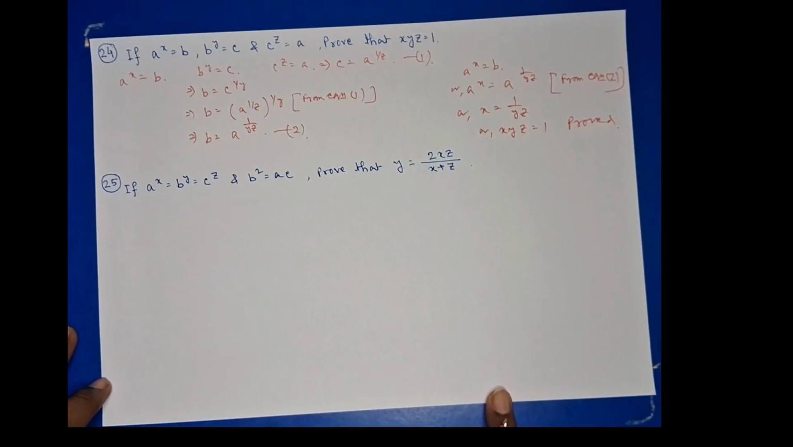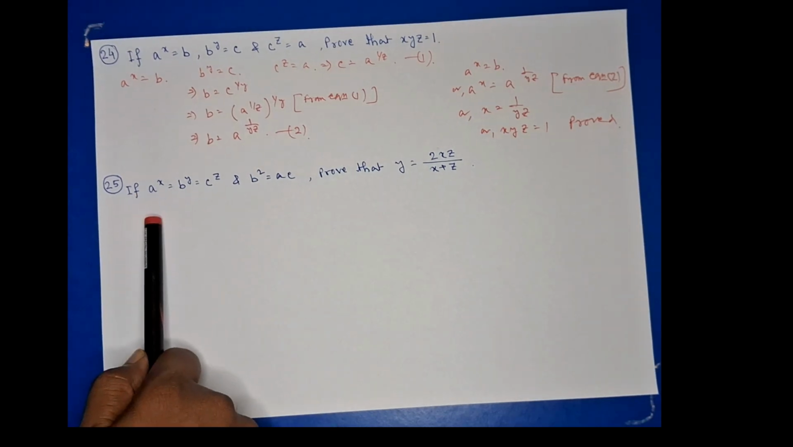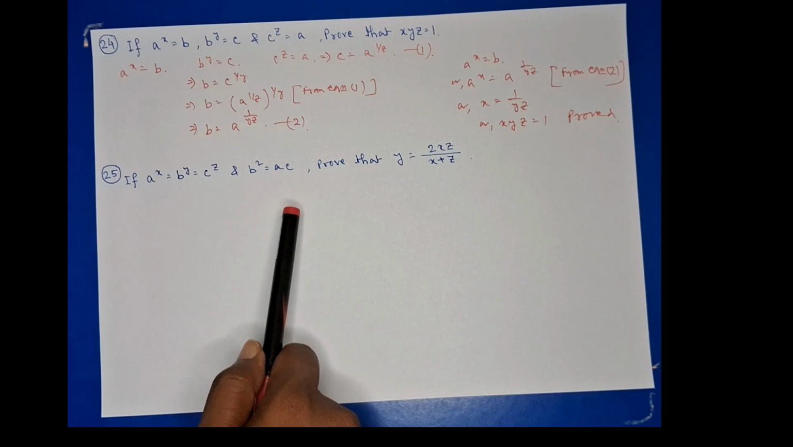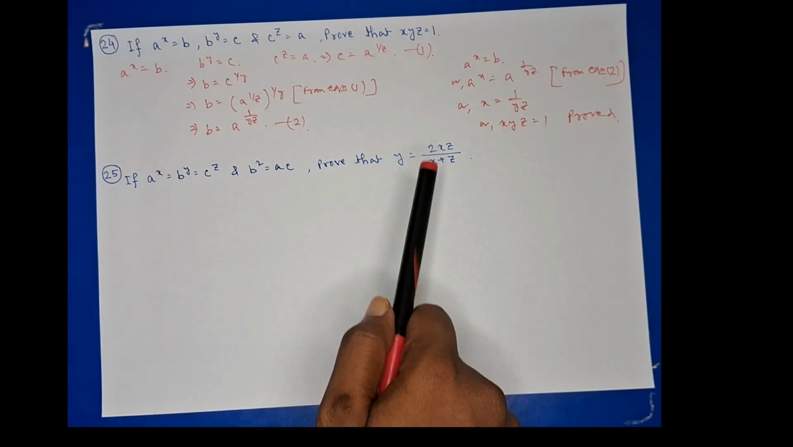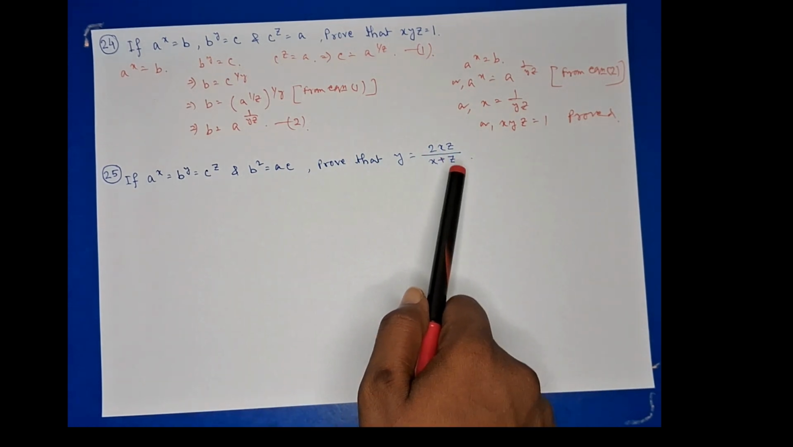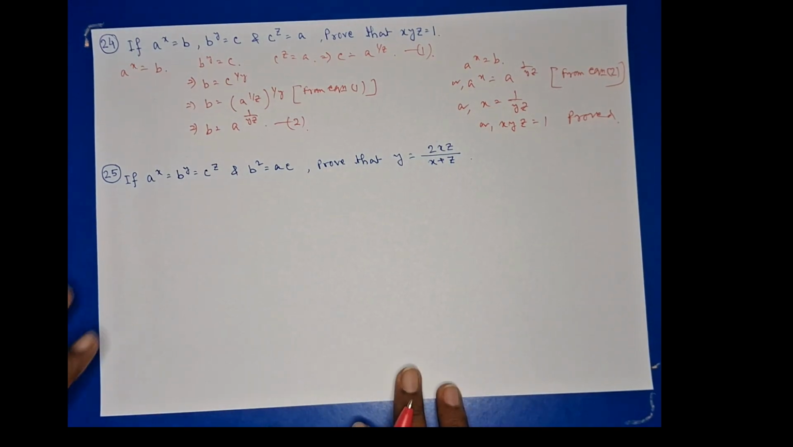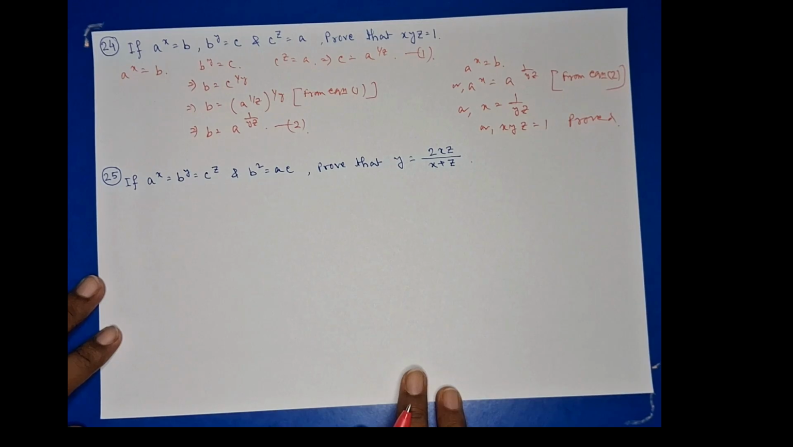Now the question number 25. If a to the power x is equal to b to the power y is equal to c to the power z and b square is equal to ac, you have to prove that y is equal to 2xz by x plus z. Okay. So how to do that?